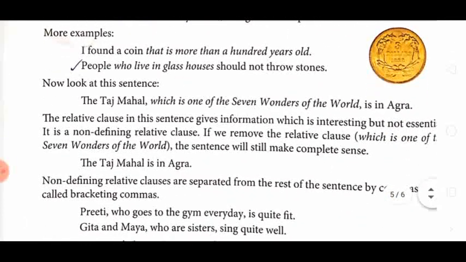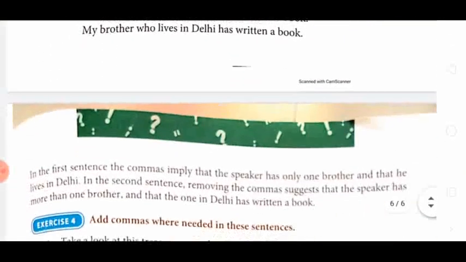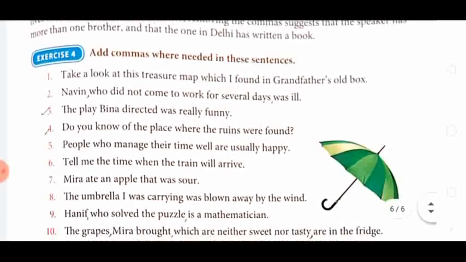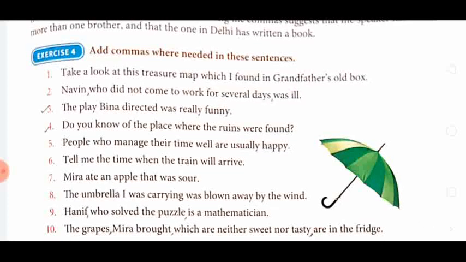Now then you see the next one. The Taj Mahal, which is one of the 7 wonders of the world, is in Agra. Here the relative clause, which is one of the 7 wonders of the world, is an interesting, attractive one, but not needed. The Taj Mahal is in Agra is sufficient. So this relative clause is non-defining and it is separated by a comma. Okay. In exercise 4, we have to add a comma where it is needed. I am going to send the answer through the PDF.